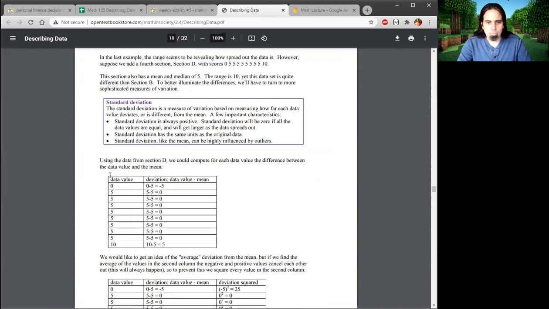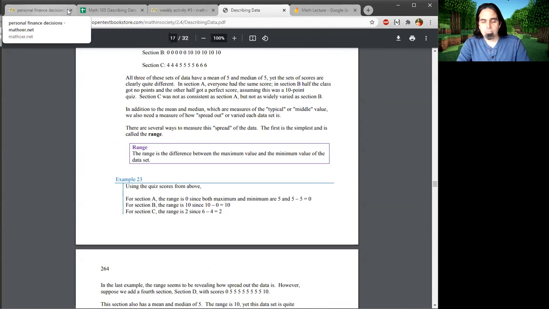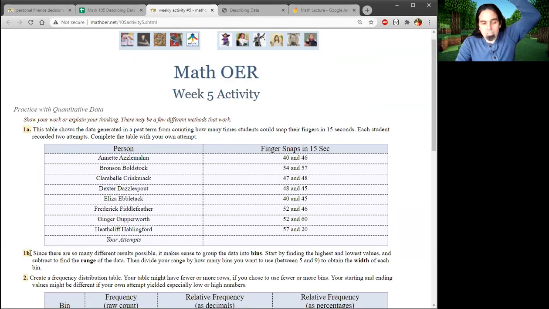And then he does a little bit more with range and standard deviation. We'll get to that next week. So there's a quick overview of the textbook, which you should be looking at also. I wanted to look at our activity for this week. It's an extra good one, so let's spend some class time on it.